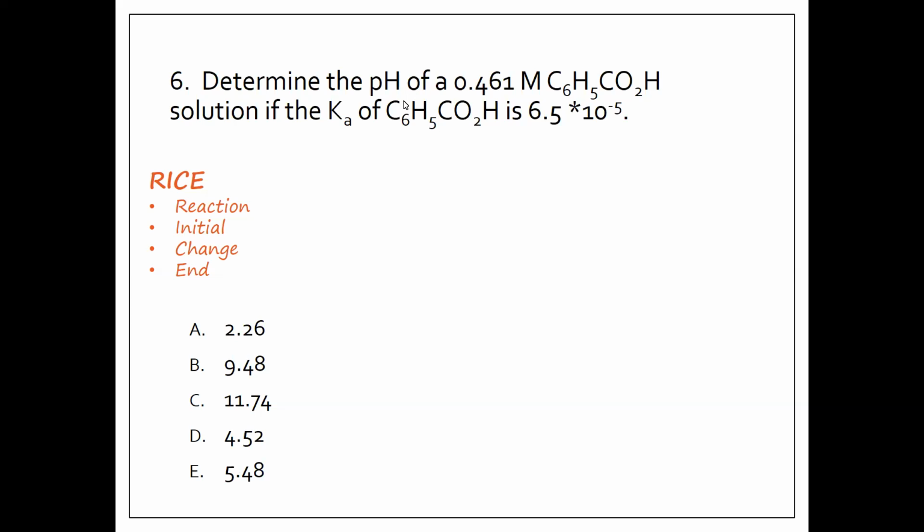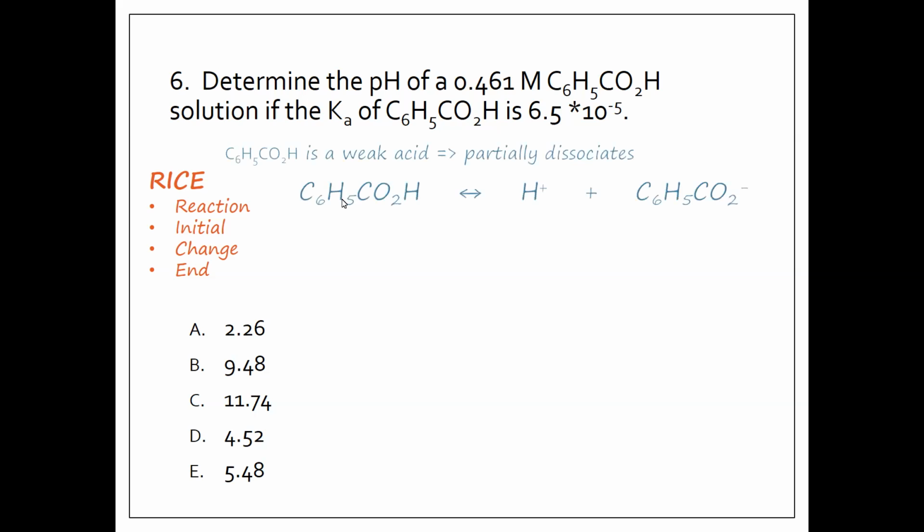Now 6, kind of similar, but this time we're given a weak acid instead of a strong acid. So anytime we've got a Ka or it's not one of those 6 acids we've asked you to memorize, it's a weak acid. So I'm setting up my rice table again. So I'm starting off with my reaction. So here's that acid breaking up into the H plus and the C6H5CO2. So that's that conjugate base that it's creating. So this is a weak acid, it partially dissociates. So we need that 2-way arrow instead of a 1-way.